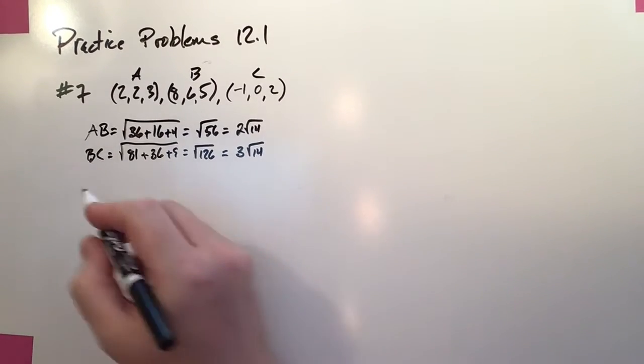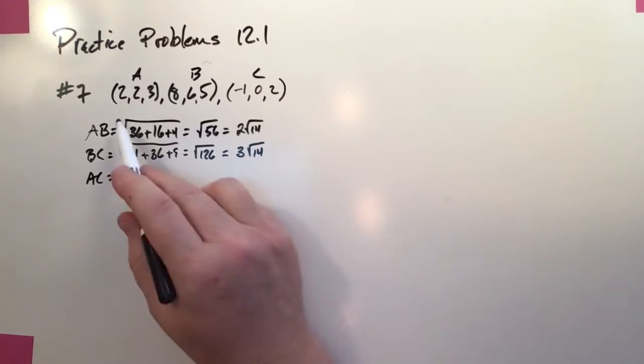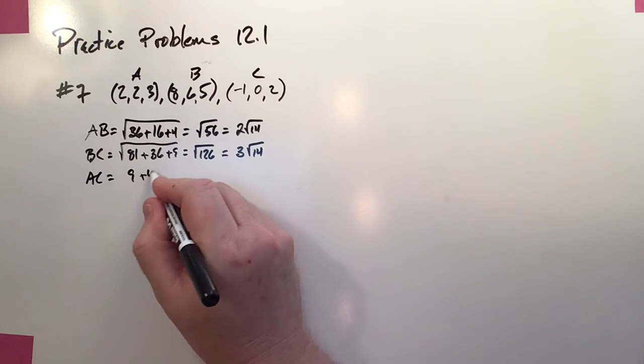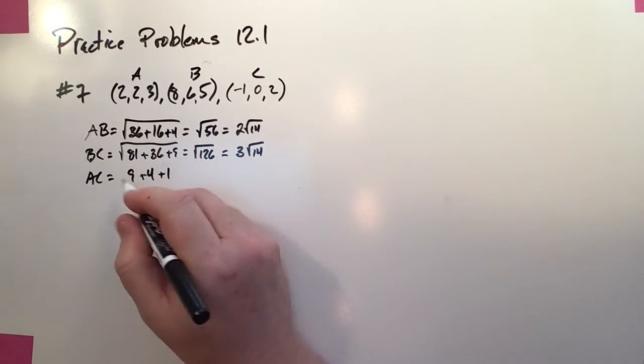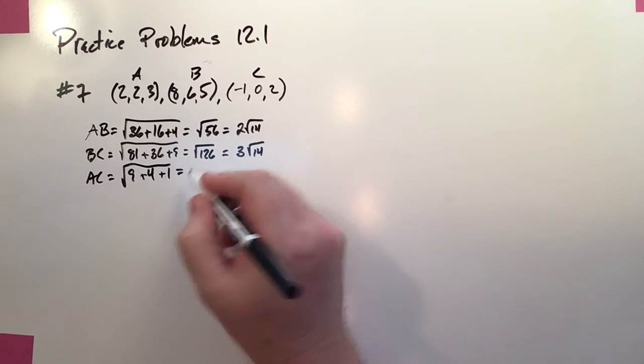And then finally, AC. AC would be -1 minus 2, that's 9. 0 minus 2, that's 4. And 2 minus 3, that's 1. And of course, that is the square root of 14.